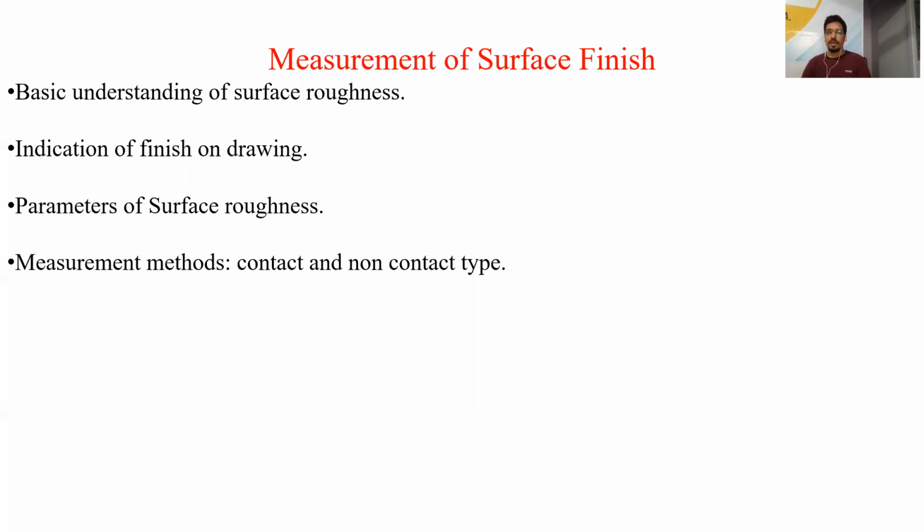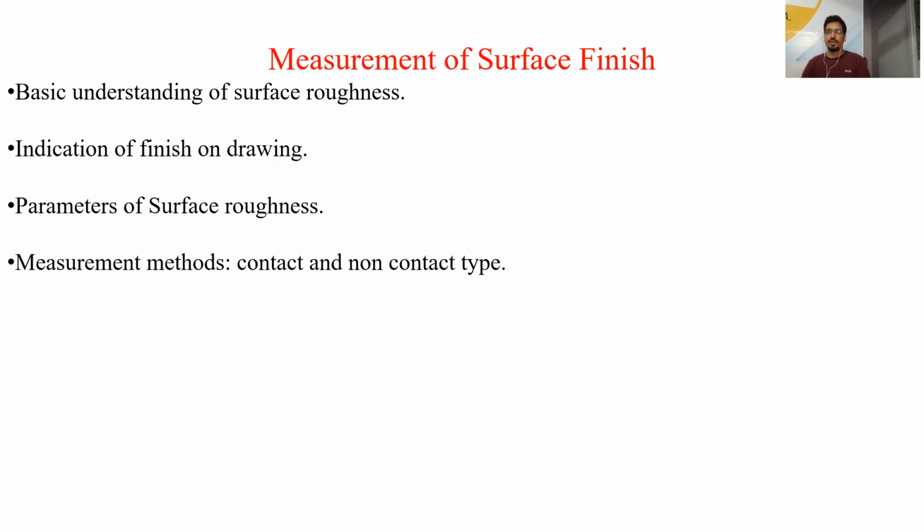Next, we will discuss the parameters of surface roughness. What are the different parameters of surface roughness? What are the parameters through which the surface roughness of the manufactured product gets affected? And later on we will discuss methods for measuring surface roughness. There are two types of instrument which we use in the measurement of surface finish, that is contact type and non-contact type, and we will also discuss how care is taken for these surface measuring instruments.